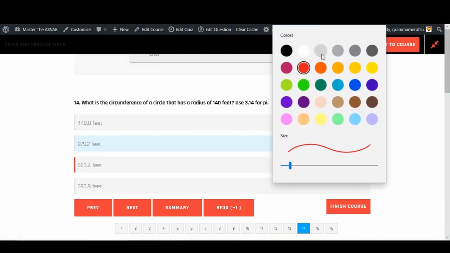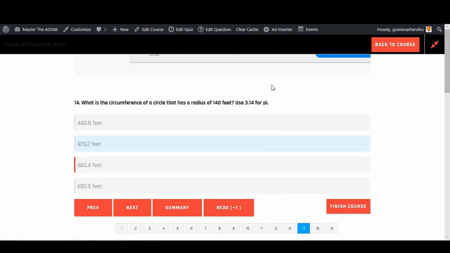All right, couple more to go and we're done. 14 says, what is the circumference of a circle that has a radius of 140 feet? Use 3.14 for pi. Again, you do have to know how to deal with circles to do well on the ASVAB. More specifically, you have to know the formulas to find the area as well as the circumference of a circle.